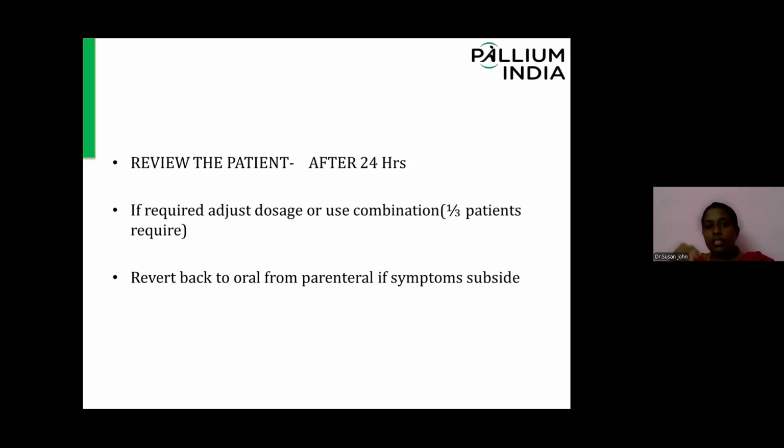After starting these medicines, you have to review the patient for the symptoms after 24 hours. That is very important. If required, adjust the dosage or use combinations. One third of the patients need combination medicines. So you have to review the patient after 24 hours of starting the antiemetic regimen, and revert back to oral from parenteral if symptoms subside.